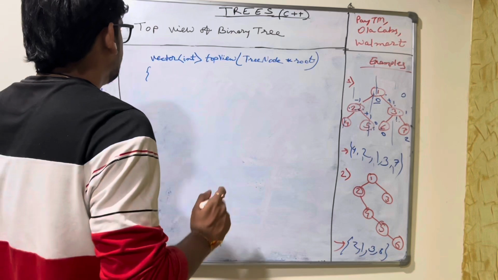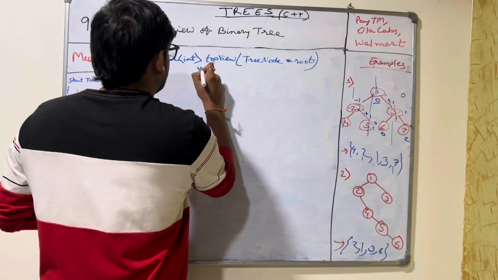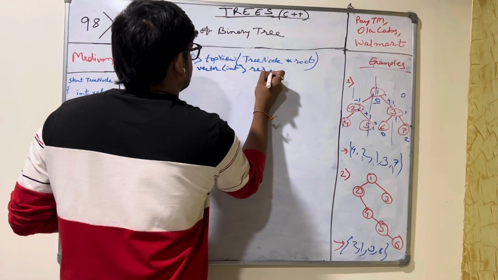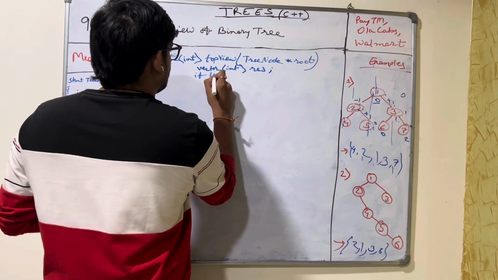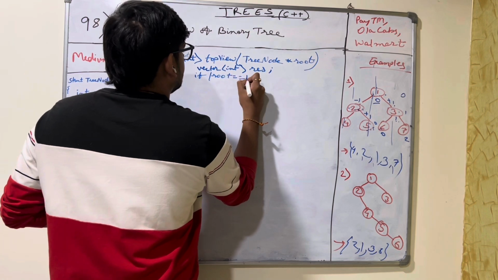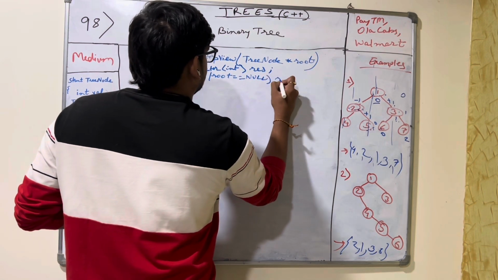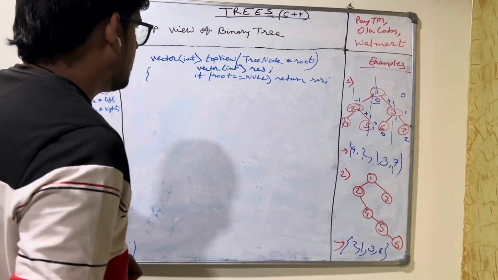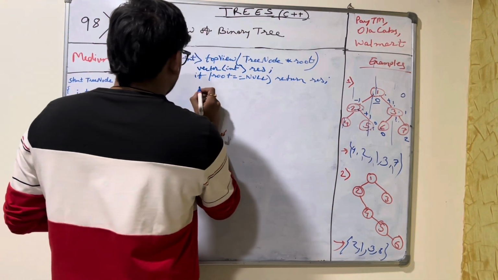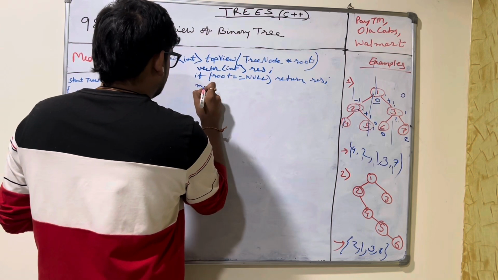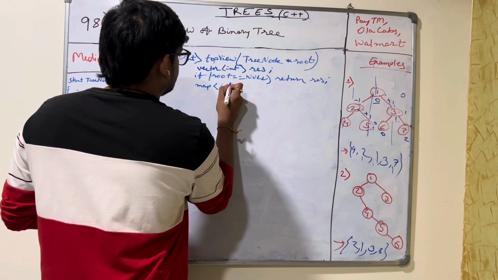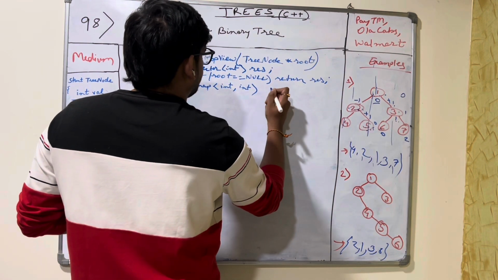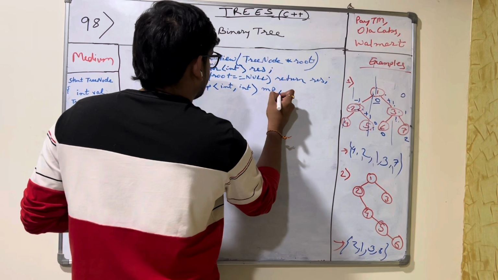So what do we need? We need an answer vector. Vector of int, say res. If root is equal to null, just return an empty vector, return res. Base case covered. Now we'll take a map which will have our position and the root's value. Map of int and int.